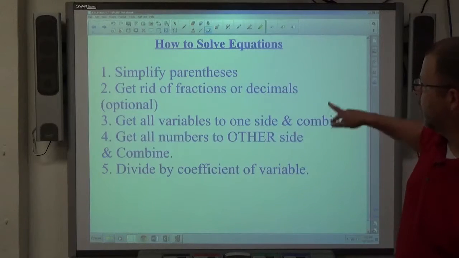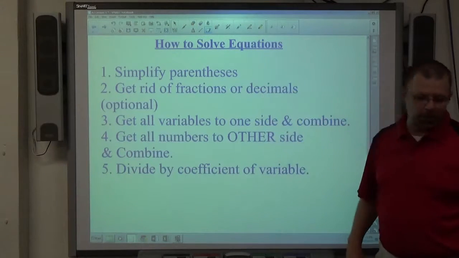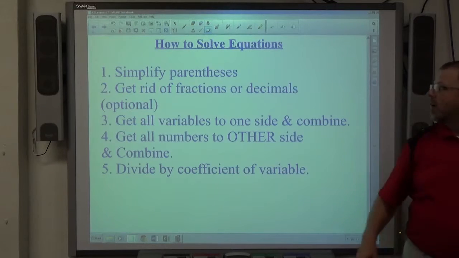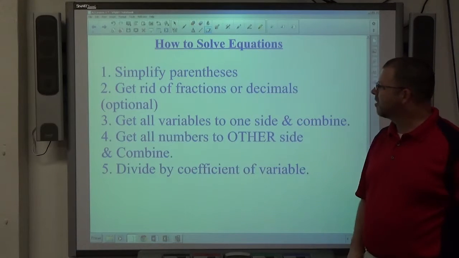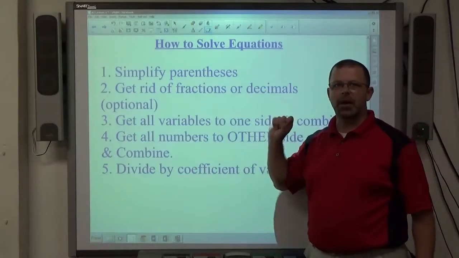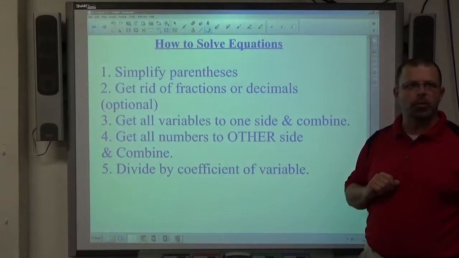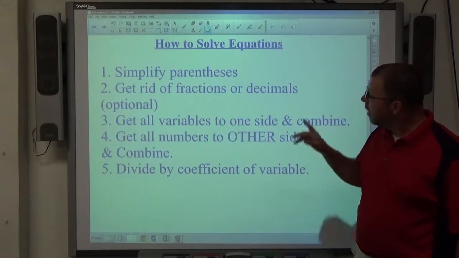To solve an equation, you're going to begin by simplifying anything in parentheses using the distributive property. Next, an optional step, but I recommend it, get rid of fractions and/or decimals. Fractions: multiply by the least common denominator. Decimals: multiply by a power of 10.